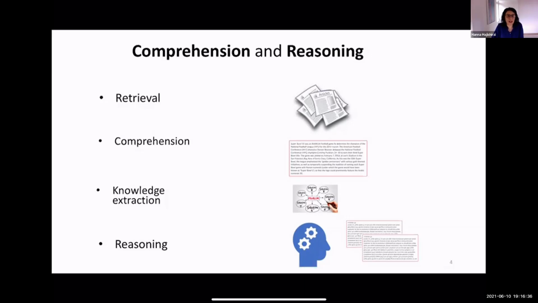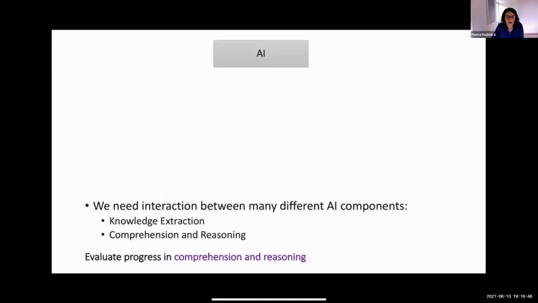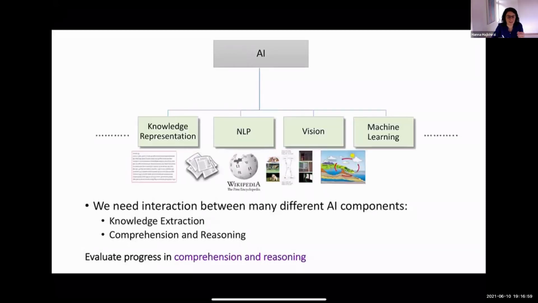So this is the focus of research in my lab. We're trying to make some progress in each of these directions. And here I'm mainly going to focus on the knowledge extraction part. In order to do knowledge extraction and also comprehension and reasoning, many different areas of AI need to integrate and talk to each other.